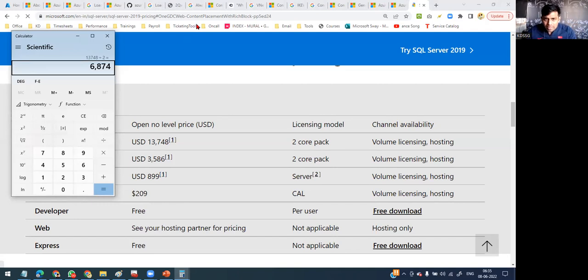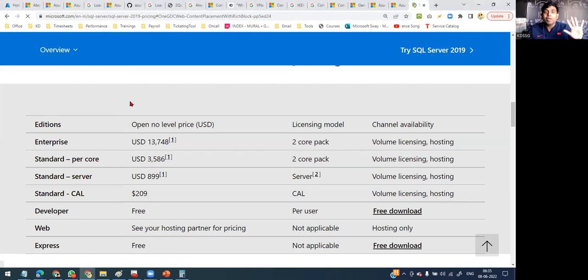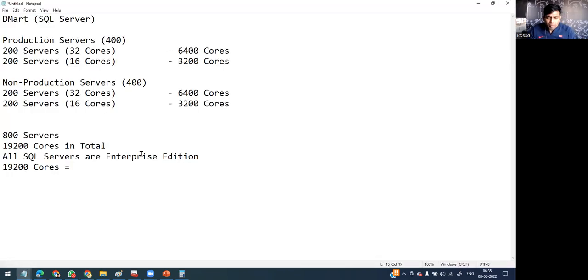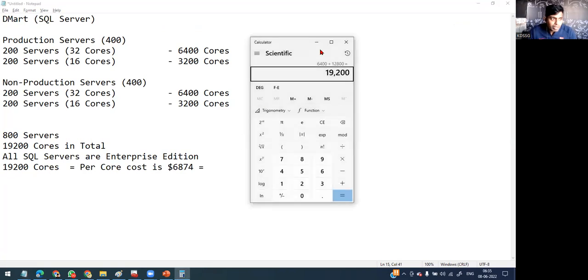So the per core cost is 6,874. Sir, I'm telling all this without any discounts. The companies have discounting also, we will talk about that at the last. How much was the number? 6,874. So the per core cost is $6,874, and now do the calculation: 19,200 into 6,874 in dollars.